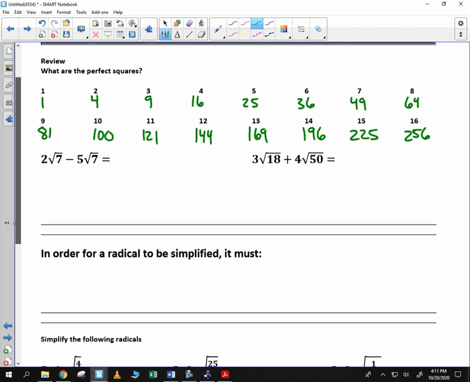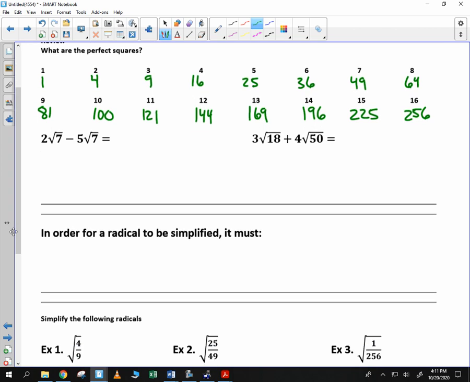And as we review our simplifying of radicals, maybe you remember that when we were adding and subtracting, the radicands had to be the same. In this situation, 7 is the radicand. It's underneath the square root sign. So I just get negative 3 roots of 7. Whereas in this situation, they are not the same. And so we have to simplify our radicals.